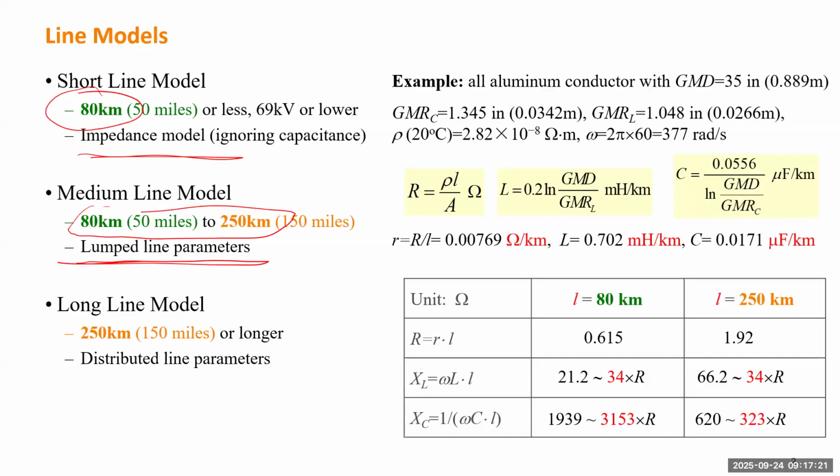And also, if we have to model the capacitance or conductance to the ground, they can also be treated as single elements. But then the question will be where to place those single elements. For the long line model, with lines longer than 250 kilometers or 150 miles, using the lumped line parameter will not be accurate. So in this lecture, we're going to explain why it may be inaccurate.